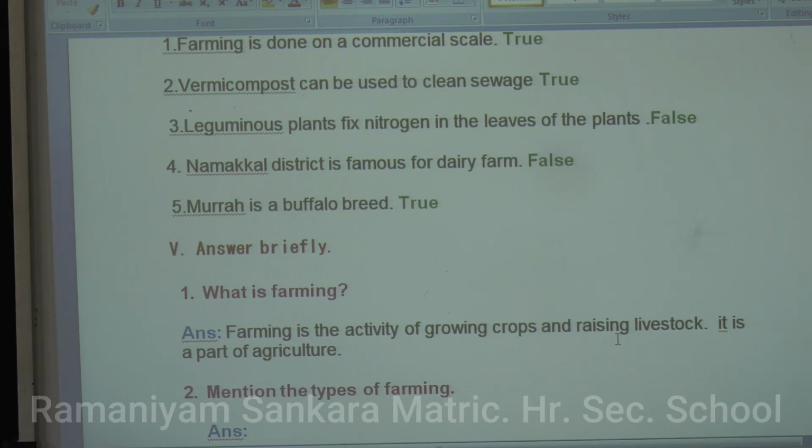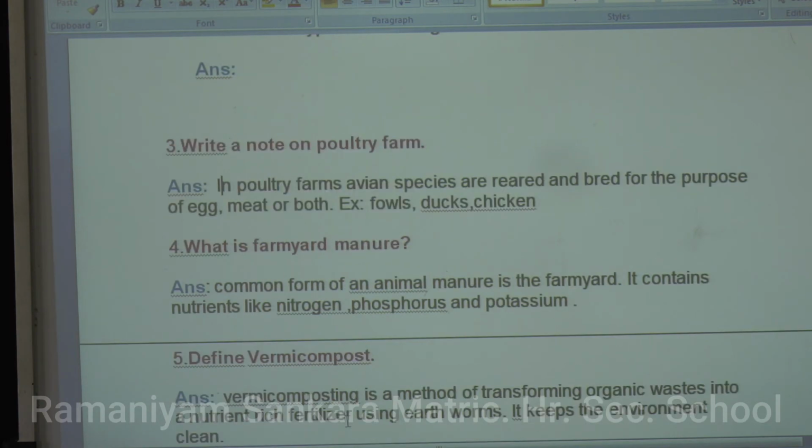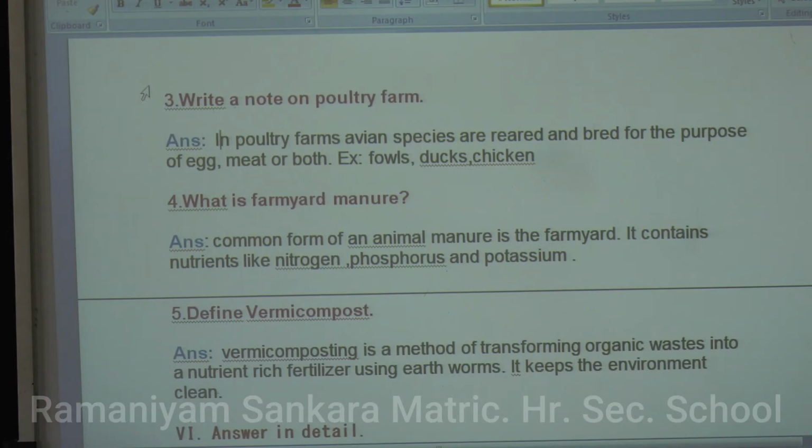Okay, so it is more profitable than agriculture. Okay, next, mention the types of farming. I didn't give the answer there, so while I send the PDF, I'll give the answer. Please copy it using this PDF. Okay, I'll explain the third one.